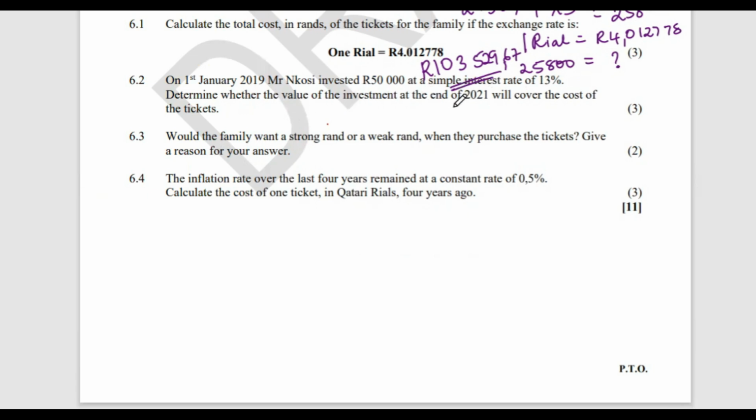whether the value at the end of 2021 will be enough to cover.